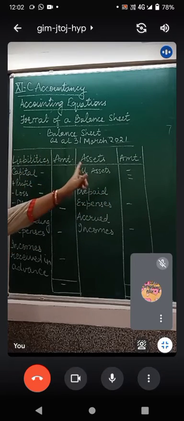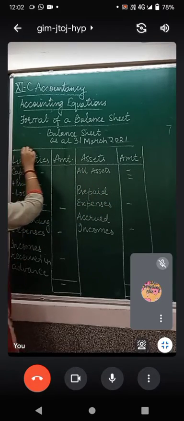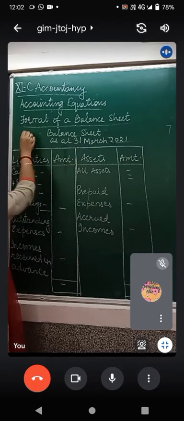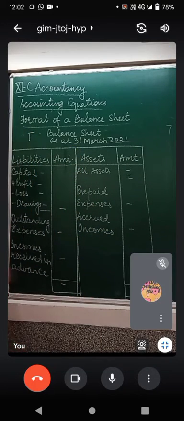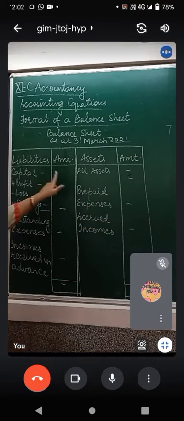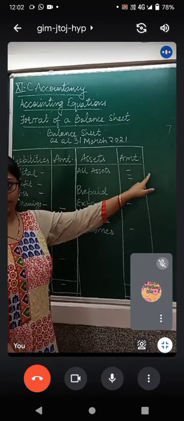Now draw columns like this. It is called the T format balance sheet. You see, it is a T letter of the alphabets. So this is called the T format of a balance sheet that you require. Liabilities, a little thicker column, then amount, assets, and a little thin amount column, amount. So liabilities, amount, assets, amount.